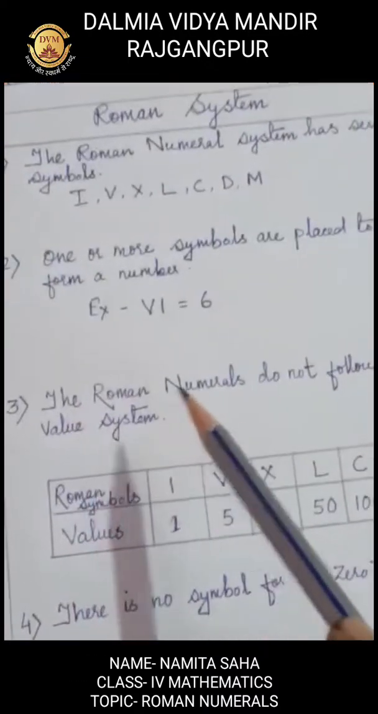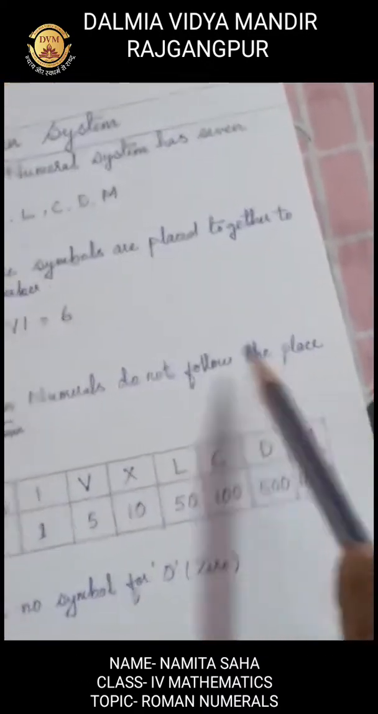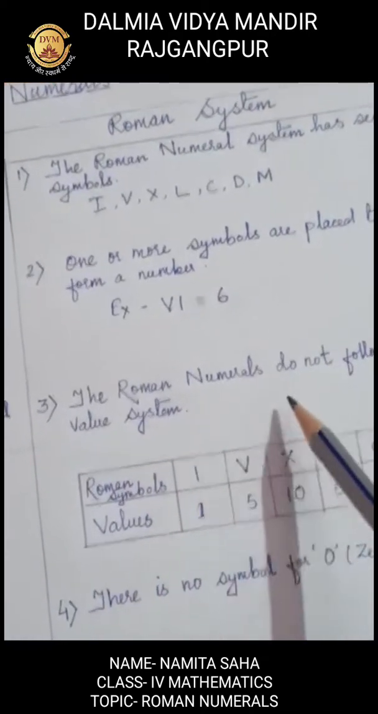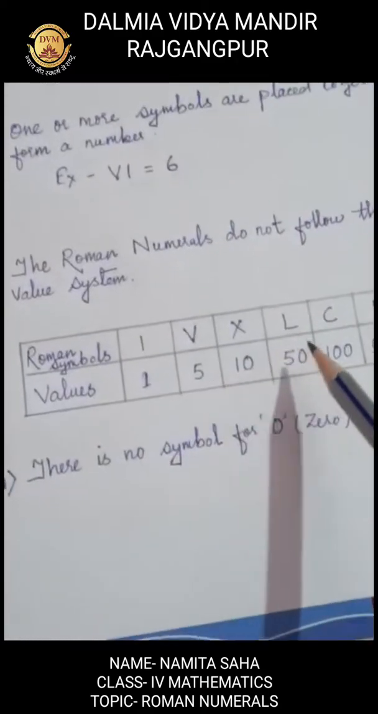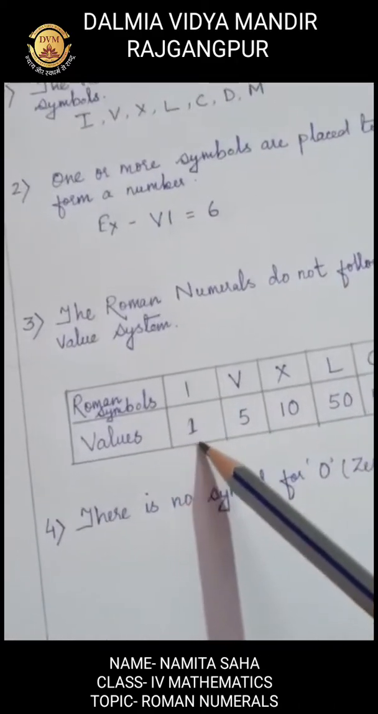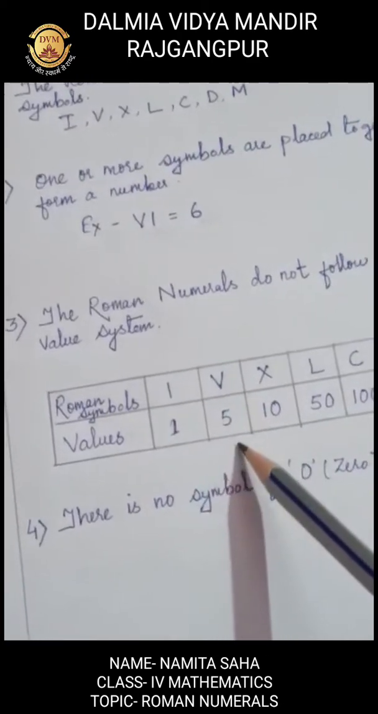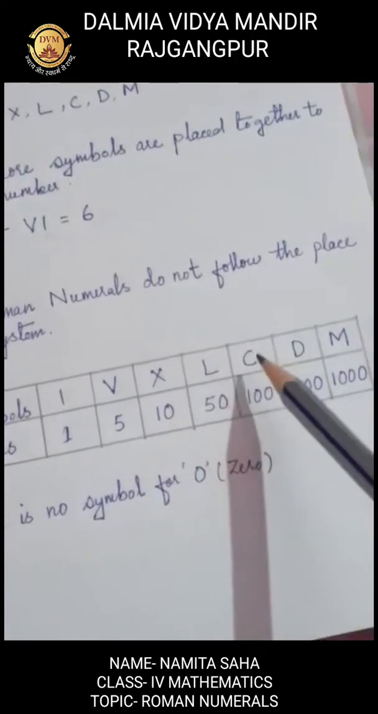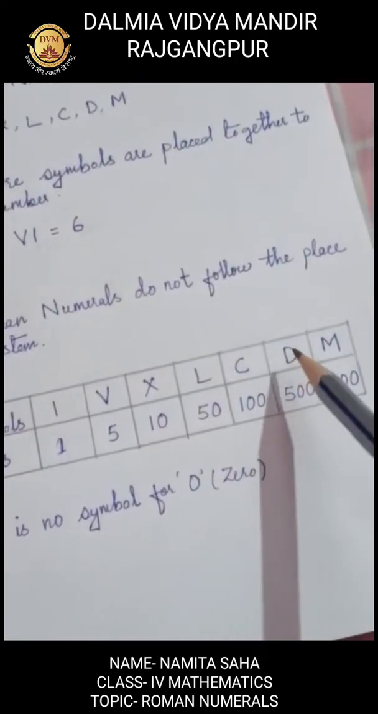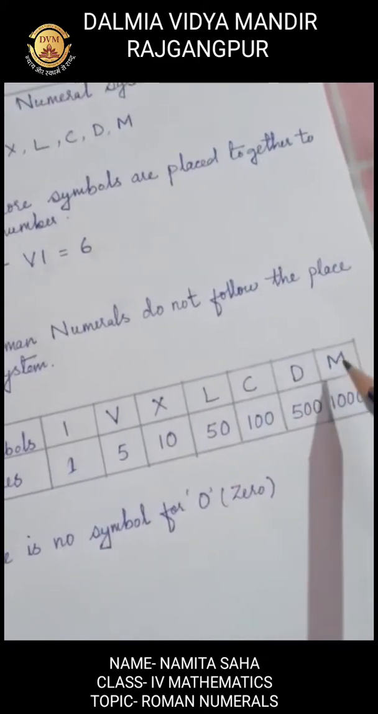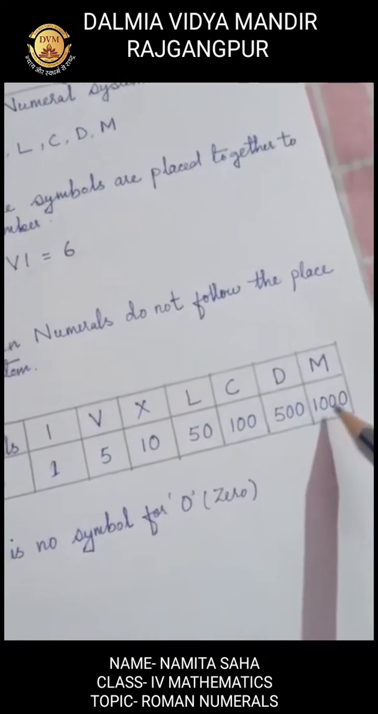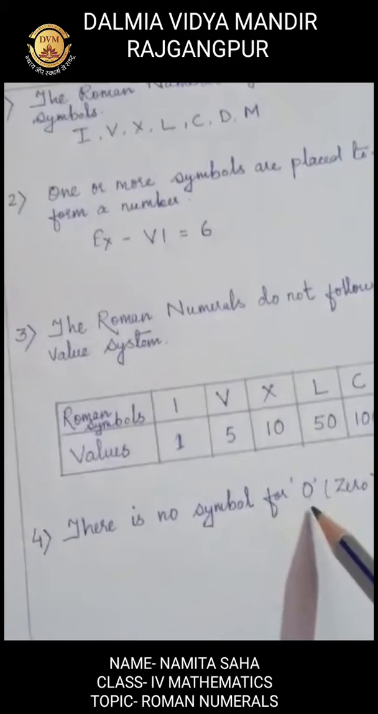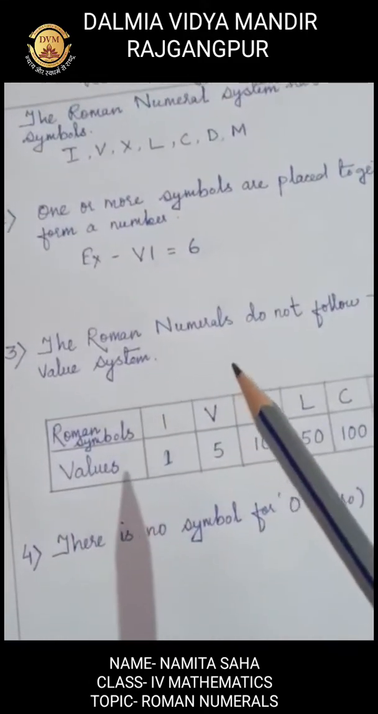But the Roman numerals do not follow the place value system. Every symbol has been given a definite value. Here in this chart you can see that I has the value 1, V has the value 5, X has the value 10, L has the value 50, C has the value 100, D has the value 500 and M has the value 1000. Lastly, there is no symbol used for 0 in this number system.